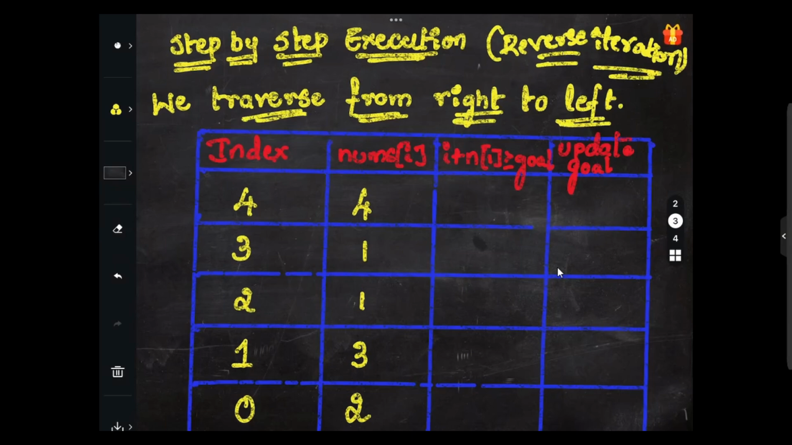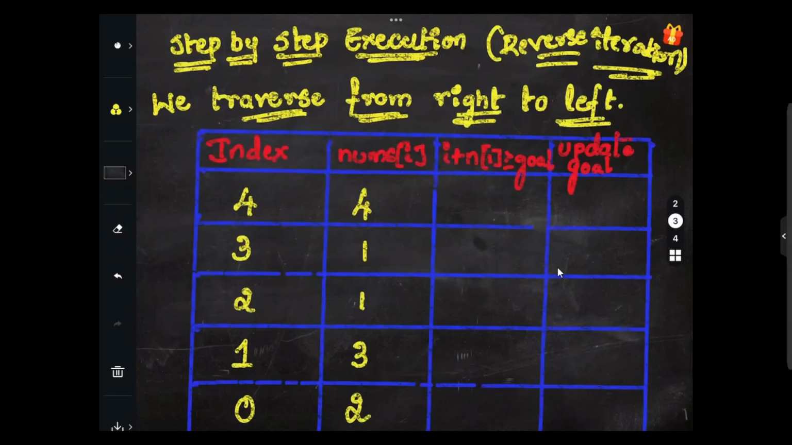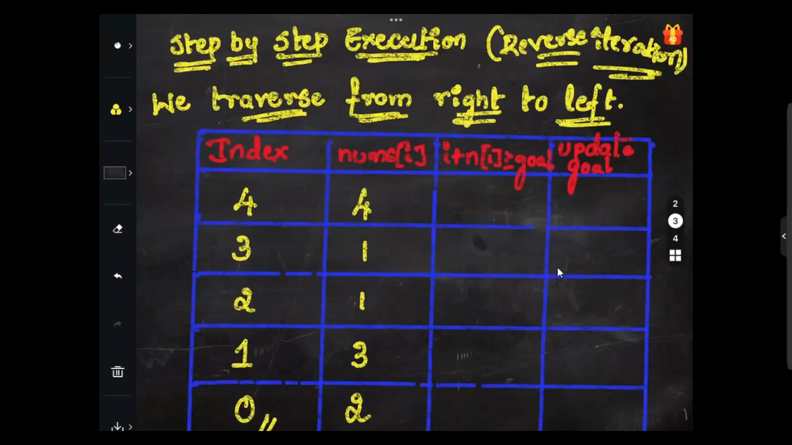So here in this case, this is the index. We are traversing from right to left, so indexing starts from 4. We have 5 elements, with 0 as the first index, so the indexing is 4 3 2 1 0. The nums we have here is 2 3 1 1 4. Reversed, that is 4 1 1 3 2. So we are going with the reverse iteration.